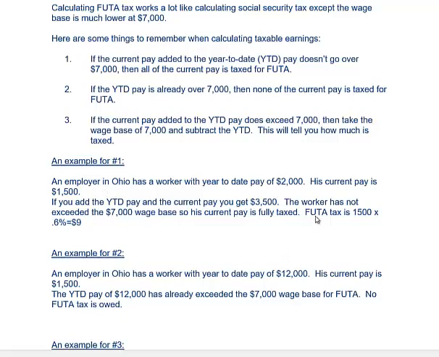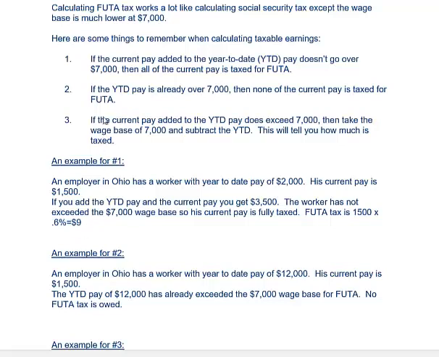So in this case, the FUTA tax is $1,500 times the 0.6% rate. And when you're calculating that, make sure you get your decimal in the right place. It's 0.6% or 0.006. So the FUTA tax in this case is $9.